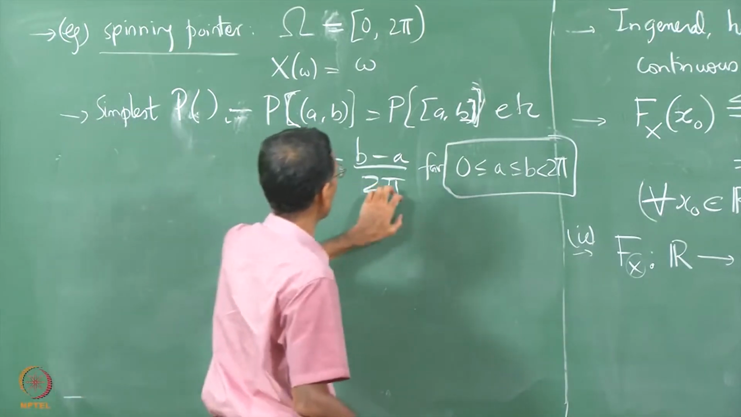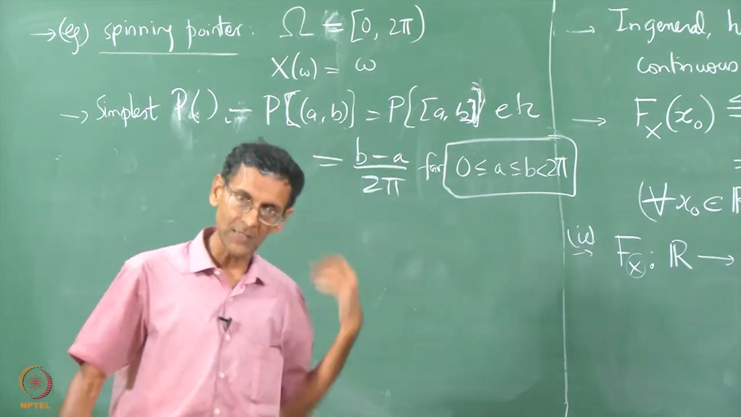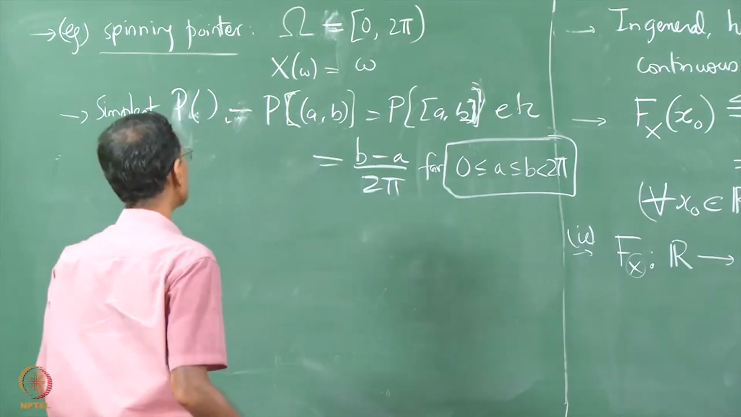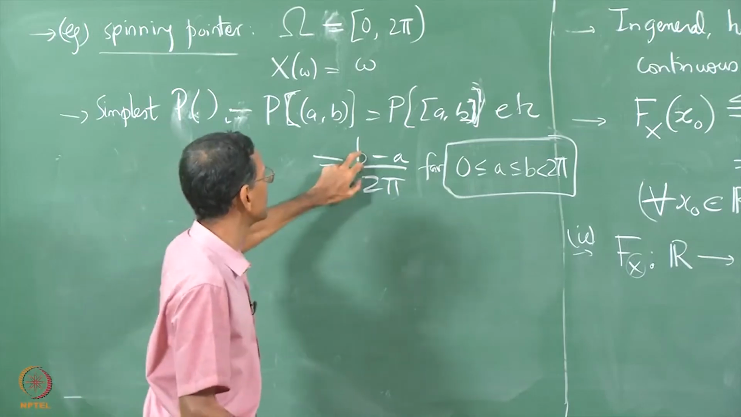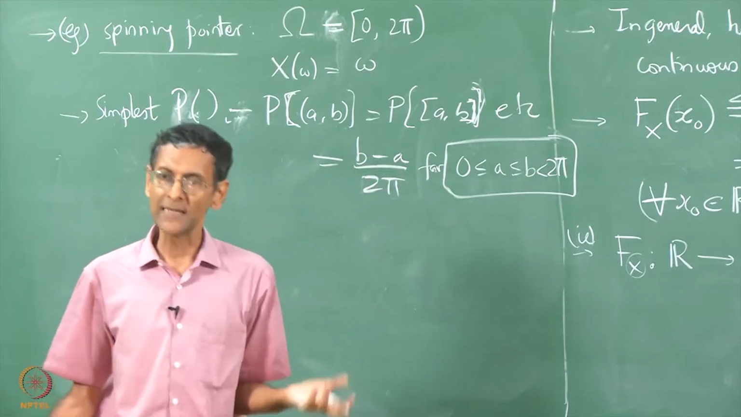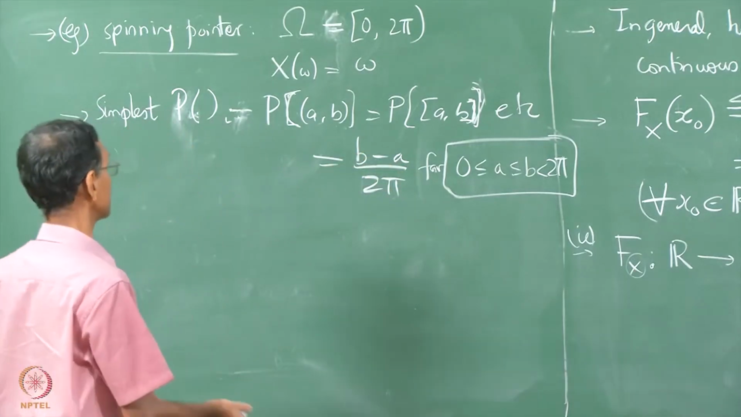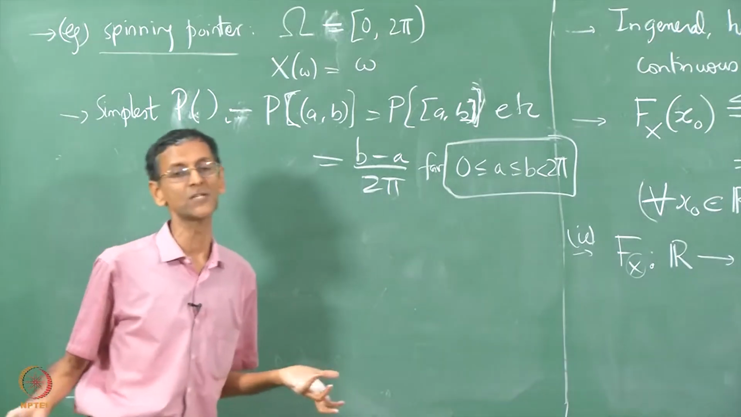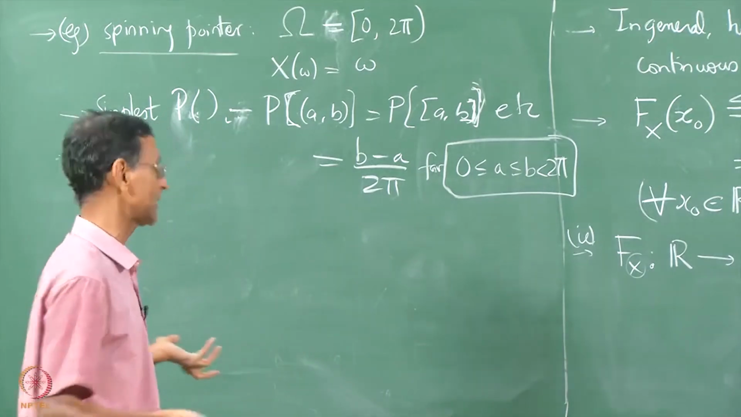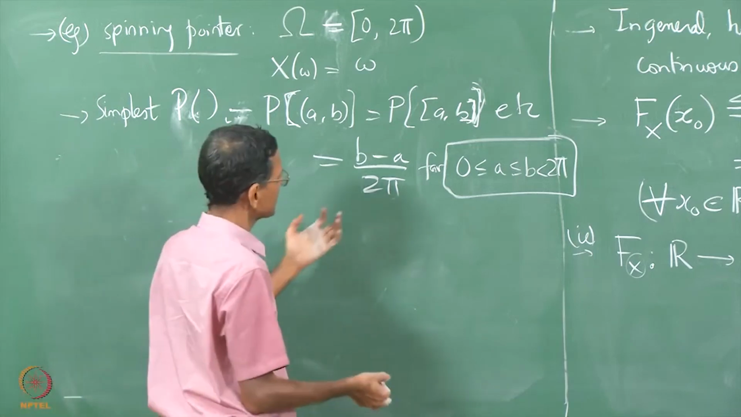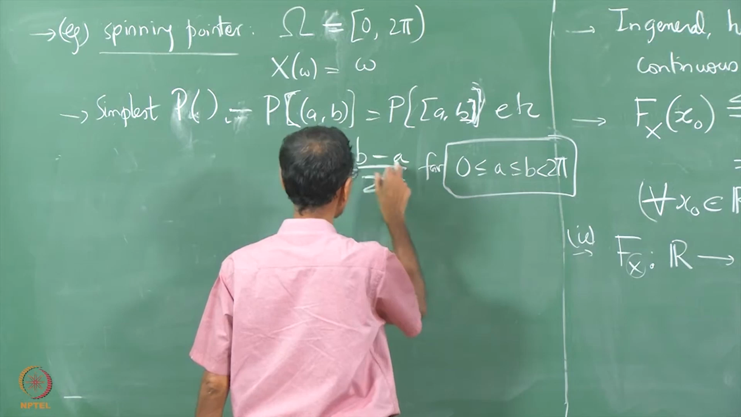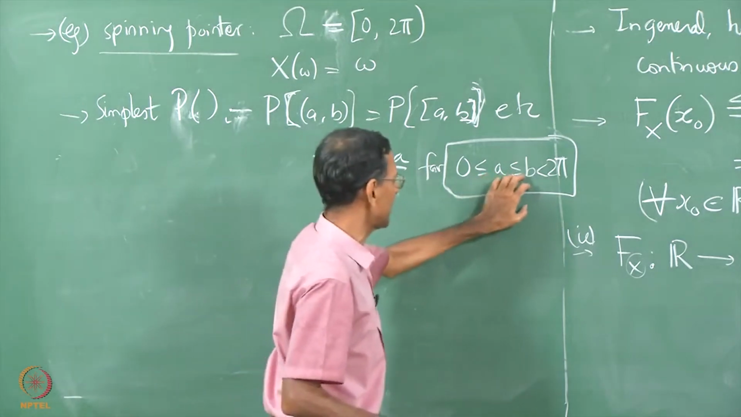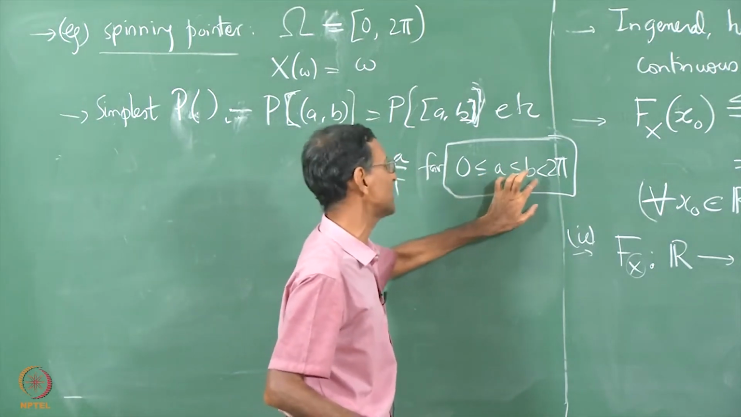When does it have a maximum value of unity? When you consider the entire dial, right. When you take b to be 2 pi and a to be 0, then you are asking for the probability that it stops somewhere on the dial, which is obviously always unity. It has to stop somewhere on the dial, is it not? Okay. So it turns out that P of ab is equal to b minus a by 2 pi only if a and b are both real angles that you can observe.